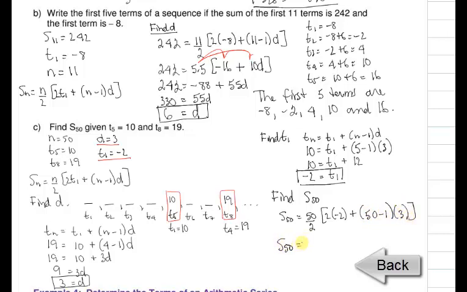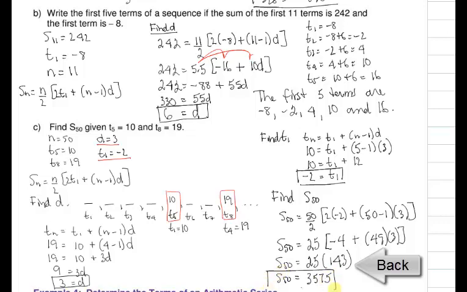And so we're going to simplify everything on the right-hand side. So 50 over 2 is 25. 2 times negative 2 is negative 4. 50 minus 1 is 49 times 3. And so I will simplify everything inside the bracket. Negative 4 plus 49 times 3 will give you 143. And so S50 is equal to 3,575. Okay, a lot of work for one question.